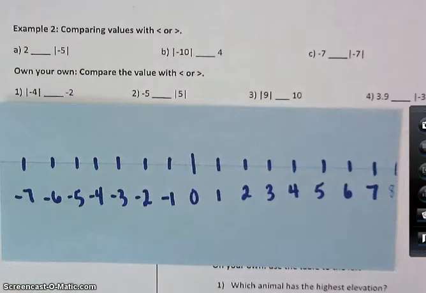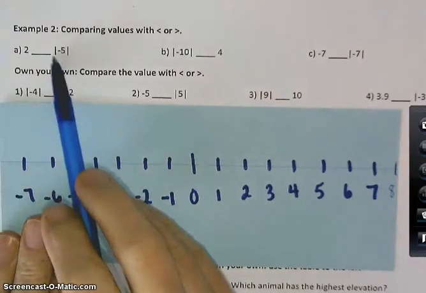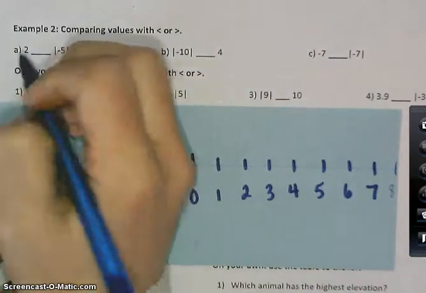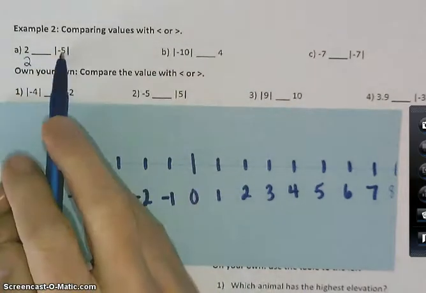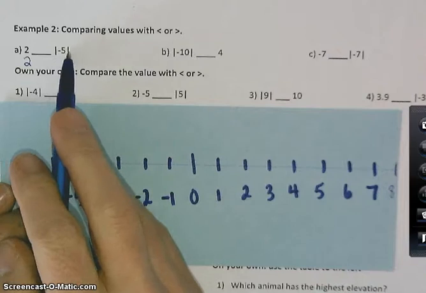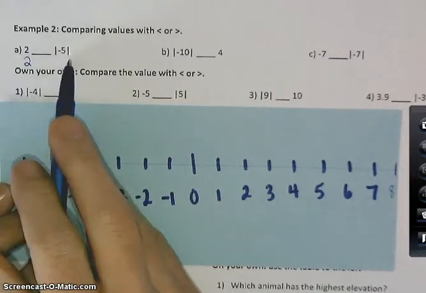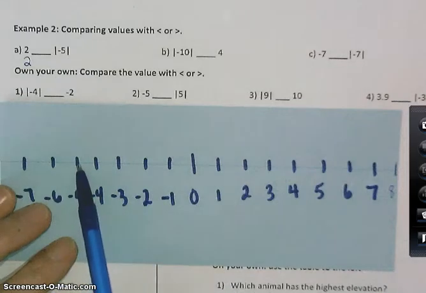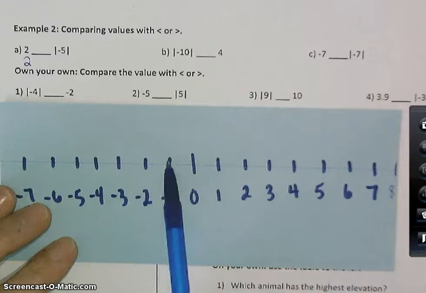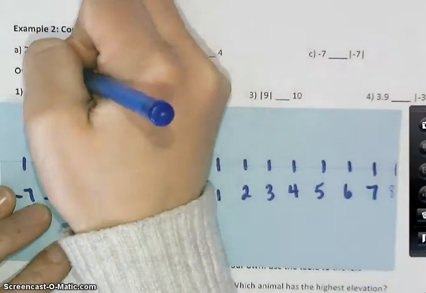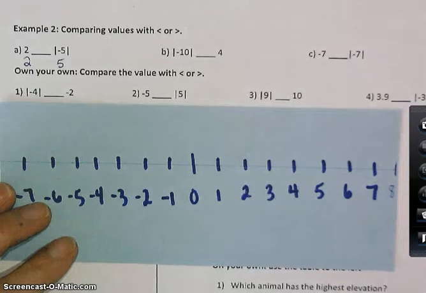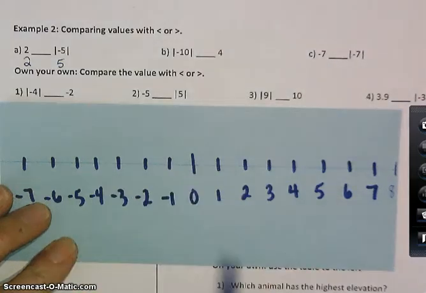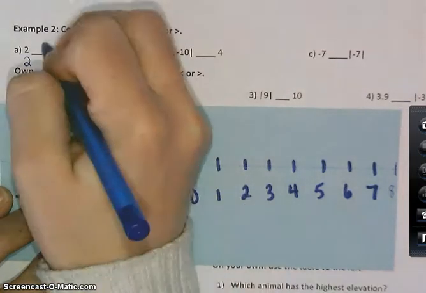Okay, welcome back. Now we're down to example 2, and we're comparing values with less than or greater than. The first thing is I have to find what value it is. 2 is already done for us, so I'm just going to put 2 right here. Now I need to know, what's the absolute value of -5? In order for me to compare it with 2, I can't have the absolute value bars there. So I'm going to go to -5. To find the absolute value, we count how many hops it is away from 0. 1, 2, 3, 4, 5. So the absolute value of -5 is 5. Then you say, 2 is what than 5? And 2, further left on the number line, is less than 5.